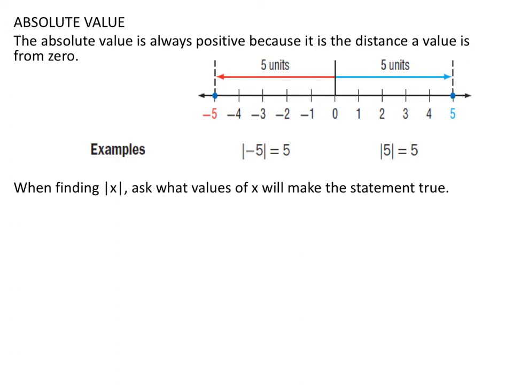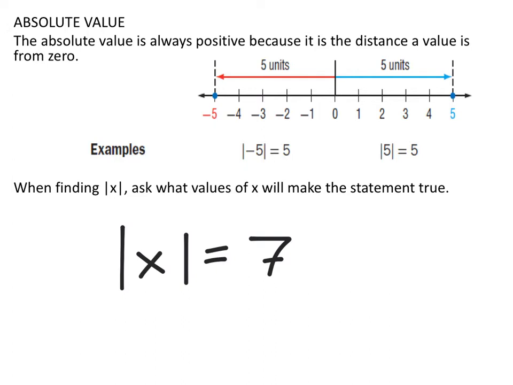Let me rephrase that. Instead of asking how far away a value is from zero, it's asking what values of x would make it true. So if we said, for example, absolute value of x equals, I don't know, 7, okay? We're going to see an example like this. Hold on to that one.